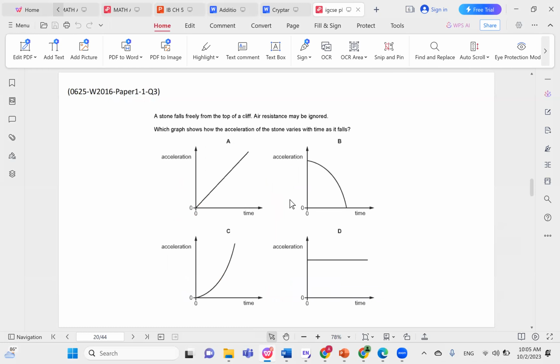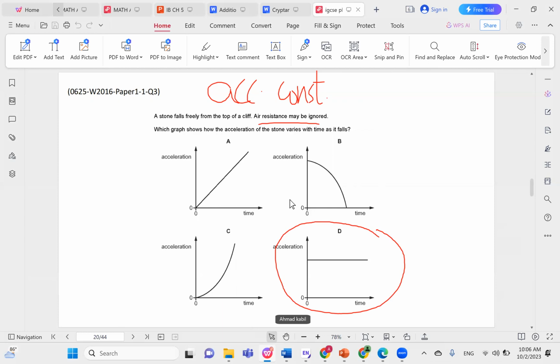A stone falls freely from the top of a cliff. Air resistance may be ignored. Air resistance may be ignored means that the acceleration is constant. Which graph shows how the acceleration of the stone varies with time as it falls? In the exam, you're usually tense, so you're just going to have to start looking at the graphs, analyzing the graphs, trying to figure things out. The graphs here are irrelevant as well because we said that the acceleration is constant. The acceleration does not change. So therefore, the correct choice here is choice D.